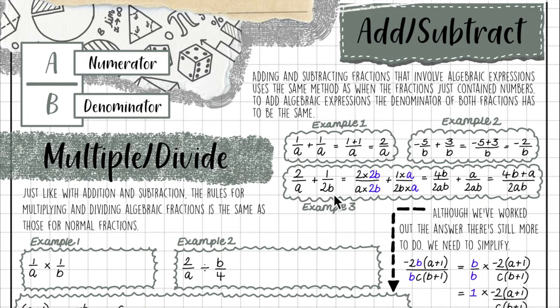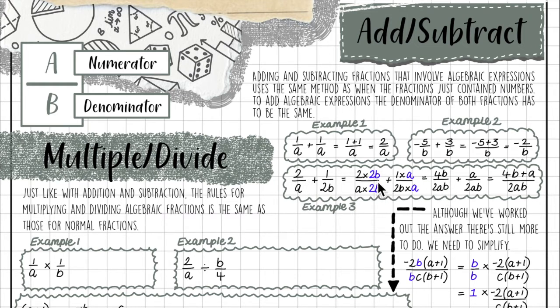So just like with numeric fractions, in order to add fractions that have different denominators, we need to make them the same. The question you have to ask yourself is, what is missing from this denominator that is in this denominator? Well, that was 2b. And what's missing from this denominator that's in this denominator? Well, that was a.